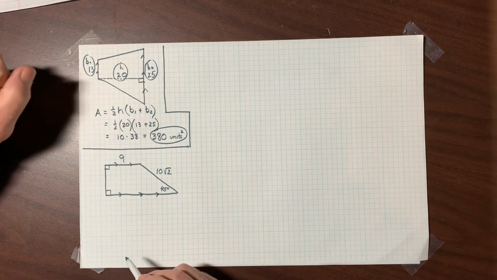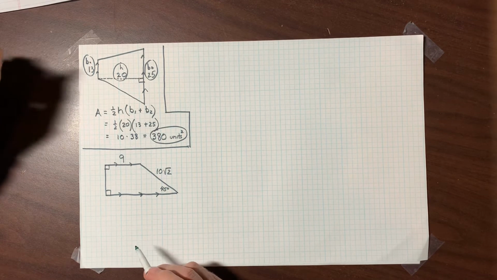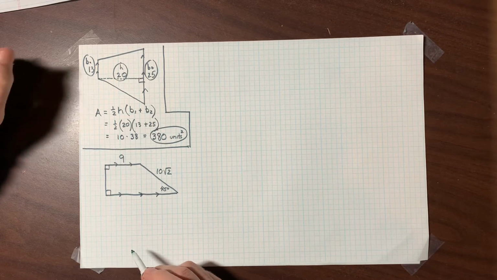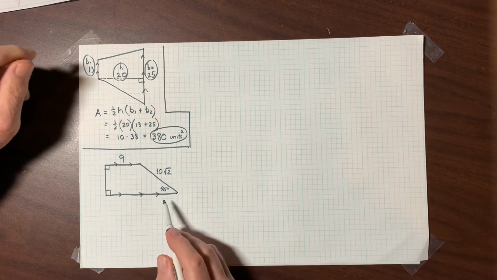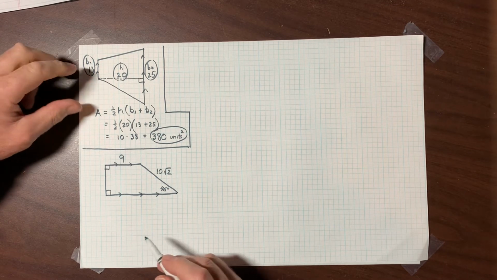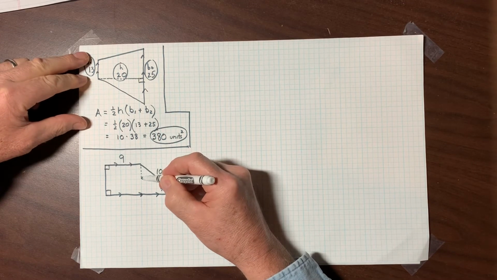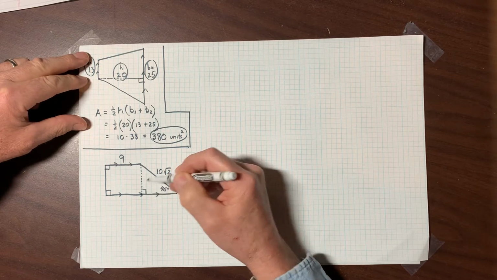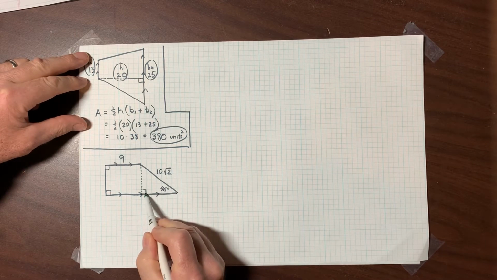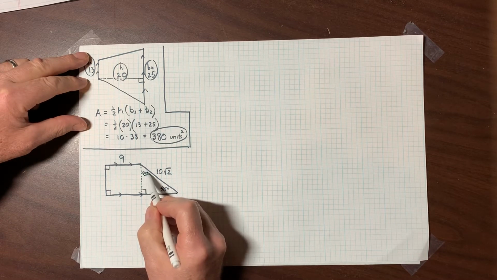Now, that should make you all very, very happy, because you folks are experts at working with a special right triangle, a 45-45-90 triangle. Look what I'm going to do. I'm going to draw in this altitude right here. Now, of course, if that's 90 and that's 45, then this has to be 45 here.